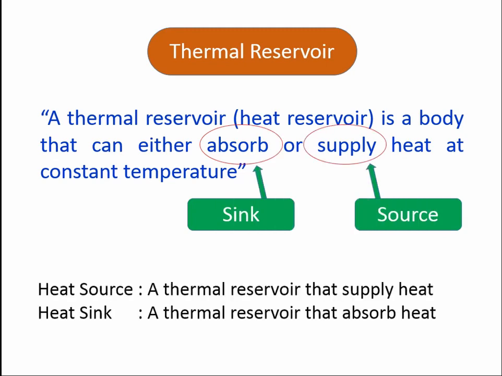It either absorbs or supplies heat in an isothermal process. When it absorbs heat, we call it a heat sink. When it supplies heat, we call it a heat source. Maintaining the temperature constant could either be done artificially through a control circuit, like in a boiler, or it could be a natural phenomenon.